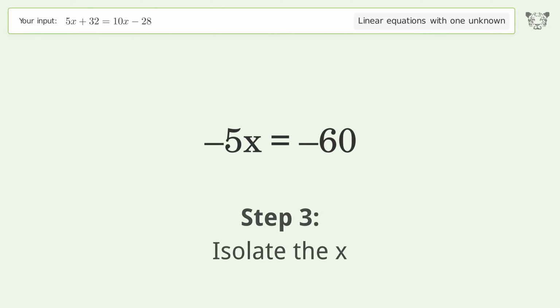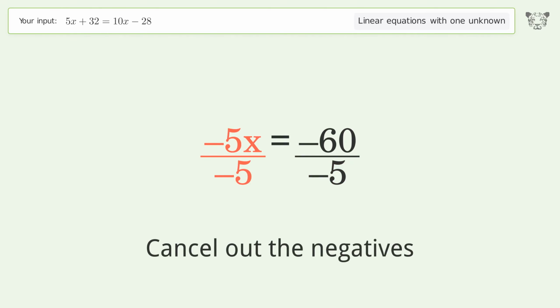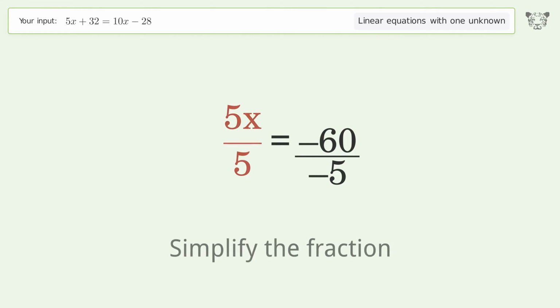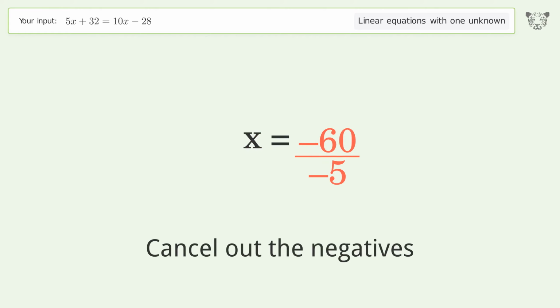Isolate the x. Divide both sides by negative 5. Cancel out the negatives. Simplify the fraction. Cancel out the negatives.